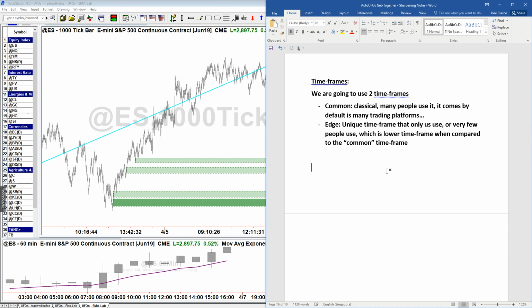And also, which time frames to use as edge, depending on whether your platform provides share bars and tick charts or doesn't, because some platforms do, some platforms don't. That way I'm going to give you choices for everybody. But again, talking about the why, I want to make sure you all understand why we're going to use a common time frame and an edge time frame.